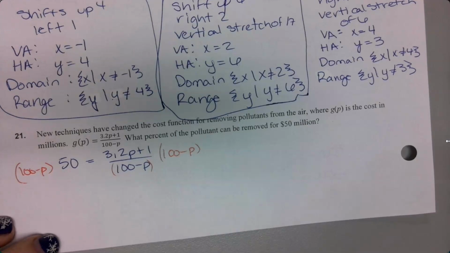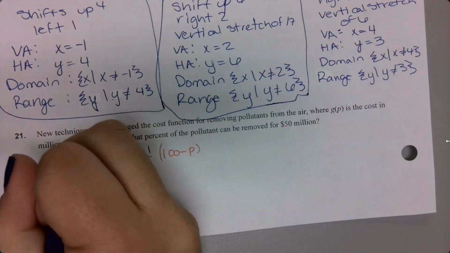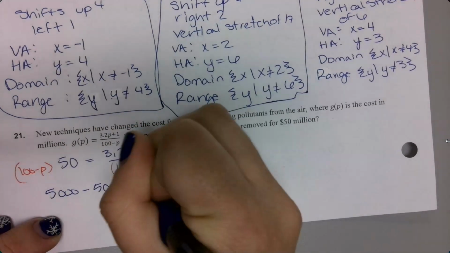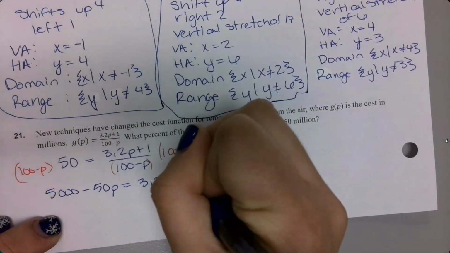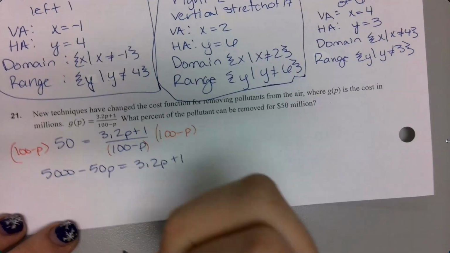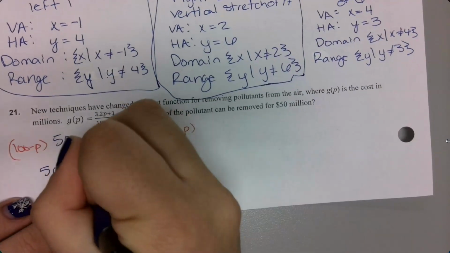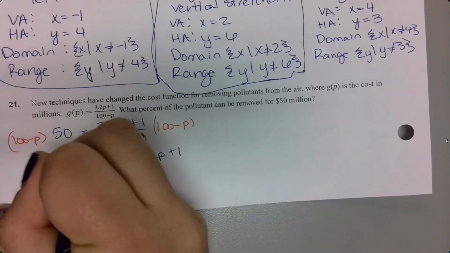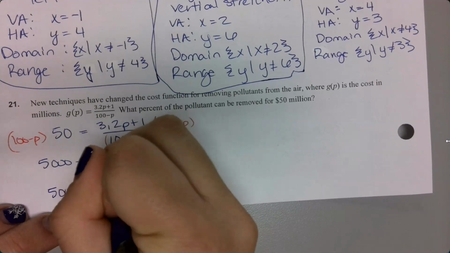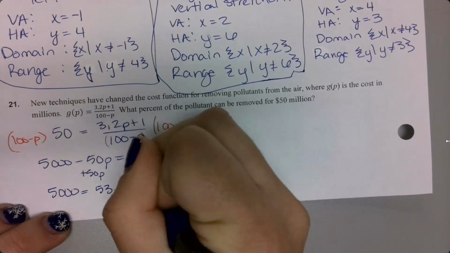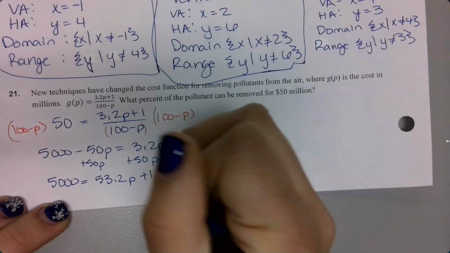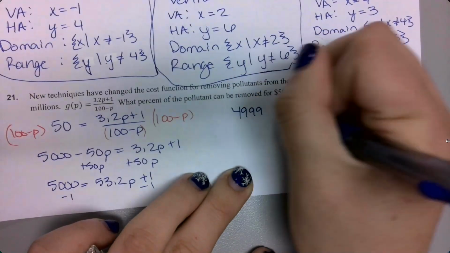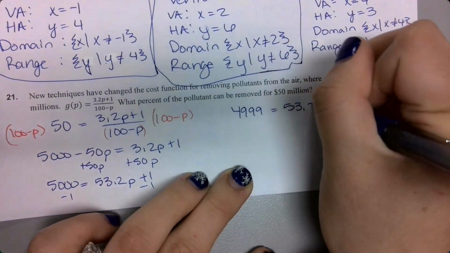That is going to give me 5,000 minus 50p equals 3.2p plus 1. Then I'm going to move all of my p's over to the same side. I'm going to move this one because I like having positive numbers. So that gives me 5,000 equals 53.2p plus 1. Then I want to go ahead and subtract 1 on both sides. It gives me 4,999 equals 53.2p.